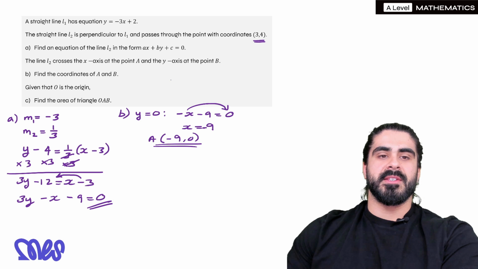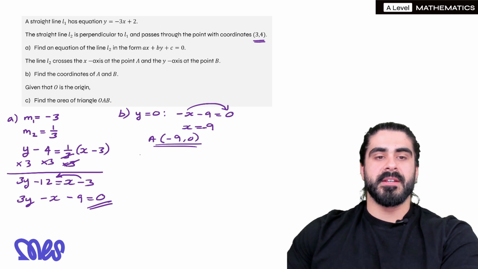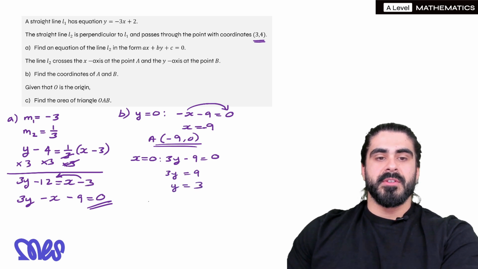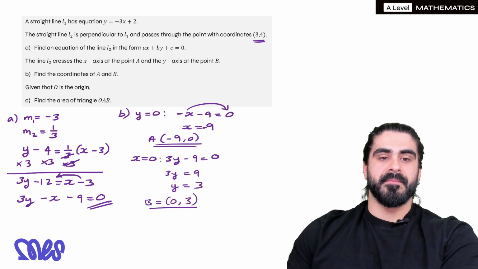Then it meets the y-axis at B. So where does anything meet the y-axis? You make x equals 0. Now when x is 0 here, we're left with 3y minus 9 equals 0. Move the 9 over and divide by 3. So y is 3. So the coordinate of B then is 0, 3.